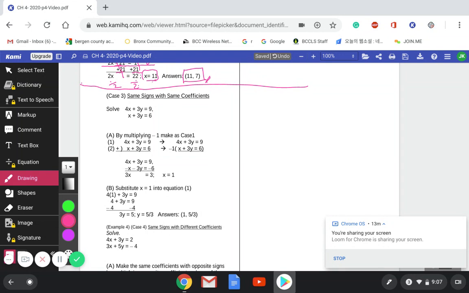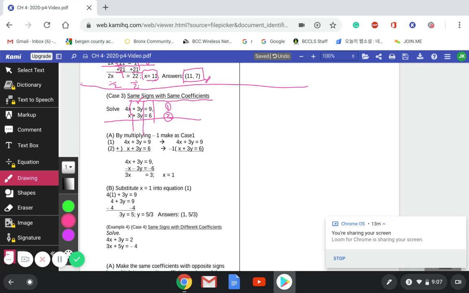Now case 3, what if you have another type, same sign and same coefficient? So if you look at this question they gave you now, equation 1, equation 2, x's, same sign, different coefficient. Y's, same sign, same coefficient. So it's easier to get rid of y's because they already have the same coefficient.